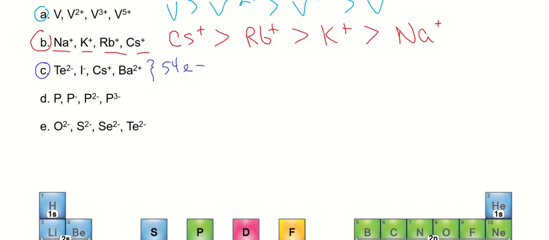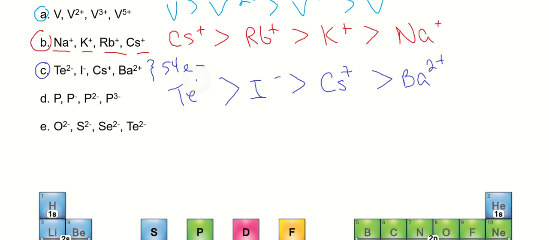So let's just go that way. The one that has the most protons is the barium, so that's going to be the smallest, followed by cesium, followed by iodine. And the one that has the fewest protons is tellurium, so it's going to be the largest. Let's go on to D.